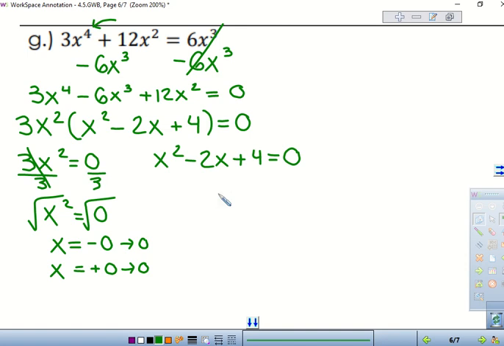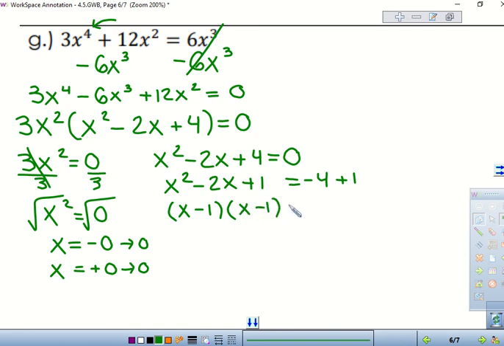I'm going to opt to use completing the square here because there's no a term and the b term is even. So I'm going to move the 4 over. I'm going to take half of negative 2 and square it, which is positive 1. And I'm going to add that to both sides. That means this is going to factor into x minus 1 and x minus 1 equals negative 3. I can rewrite x minus 1 squared. And then I can take the square root of both sides.